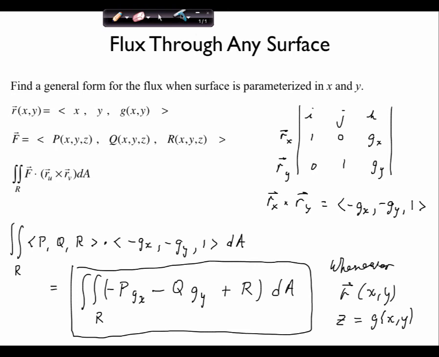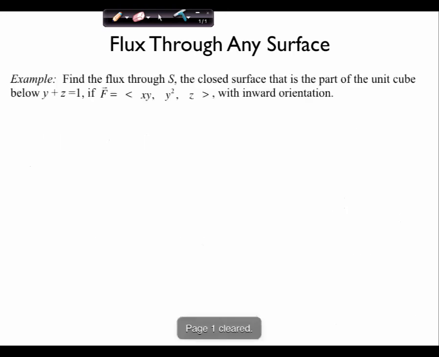All right, so let's do a longer example. I want to find the flux through S, and this is a closed surface now. Remember, a closed surface has an inside and an outside. I want the part of the unit cube below y plus z equals 1 in this field with inward orientation. Okay, with inward orientation. So let's sketch what we got here. So the unit cube is a cube of side length 1 that lives in the first octant.